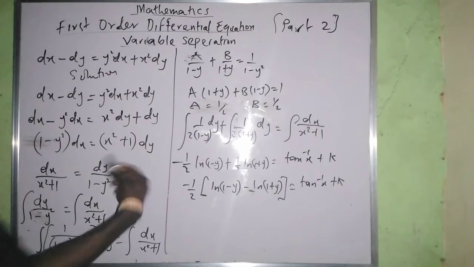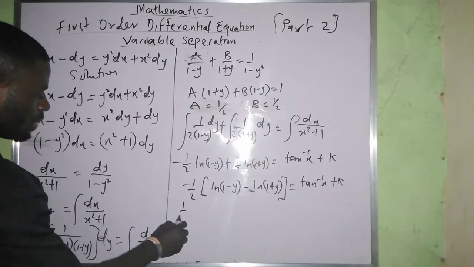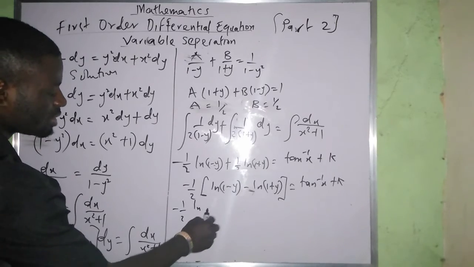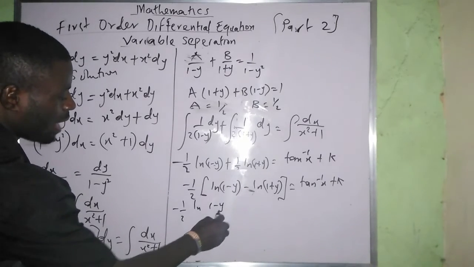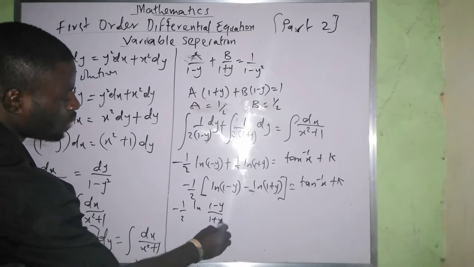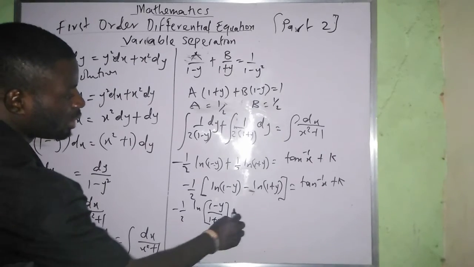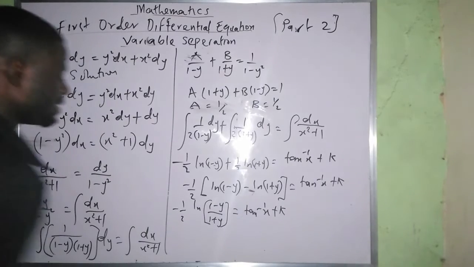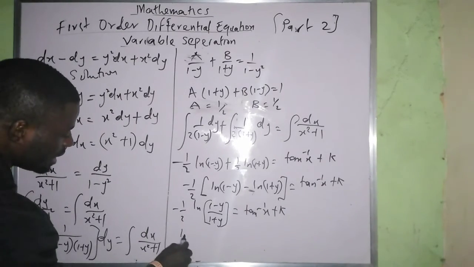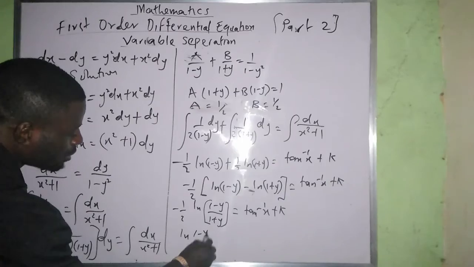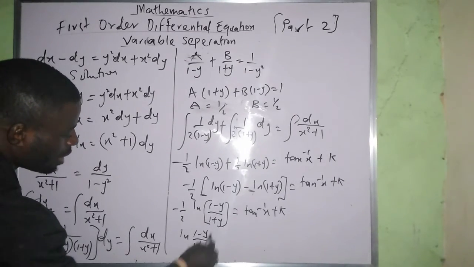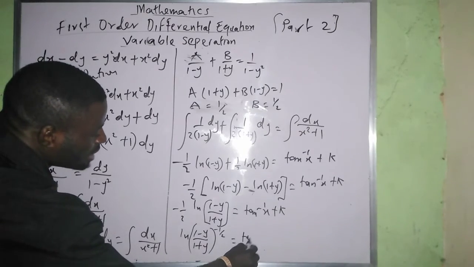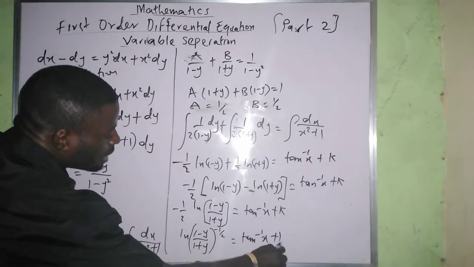Now, if I have this, I can say I want 1 over 2 ln of (1 minus y) all over (1 plus y) equals tan inverse of x plus k. Which I will say is ln of (1 minus y) all over (1 plus y), all bracket close, 1 over 2, equals tan inverse of x plus k.